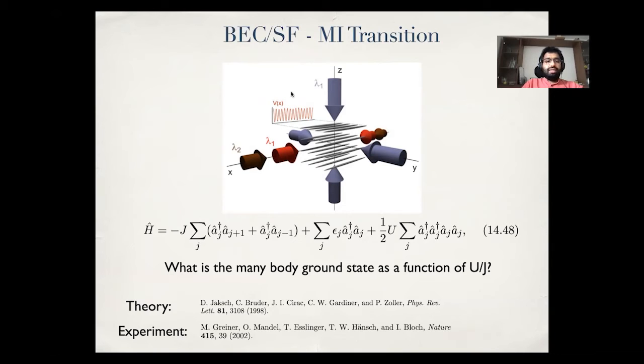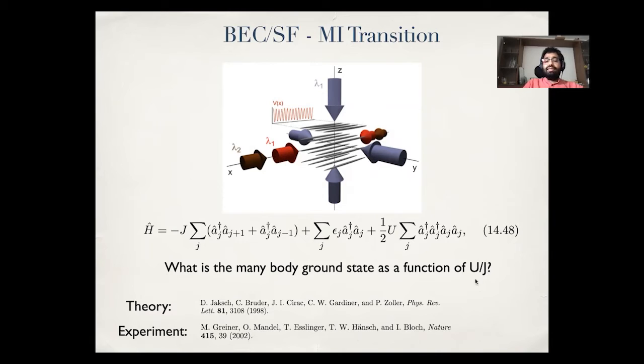What is the main question in this superfluid Mott insulator transition business? The idea is to take a Bose-Einstein condensate in an optical lattice and ask what happens to the many body ground state of these atoms as I make the interaction between the atoms stronger and stronger compared to the tunneling strength. In principle, the way one does that is you can make the tunneling strength smaller and smaller by making the lattice deeper and deeper.